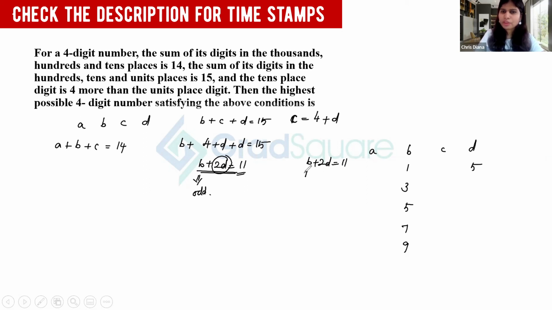If B is equal to 3, then 2D will become 8, and in that case D will become 4. Similarly, if B is equal to 5, then 2D will become 6, so D will become 3. Similarly 2 and then 1 here. Okay, this was the pattern. So B and D have already been figured out.